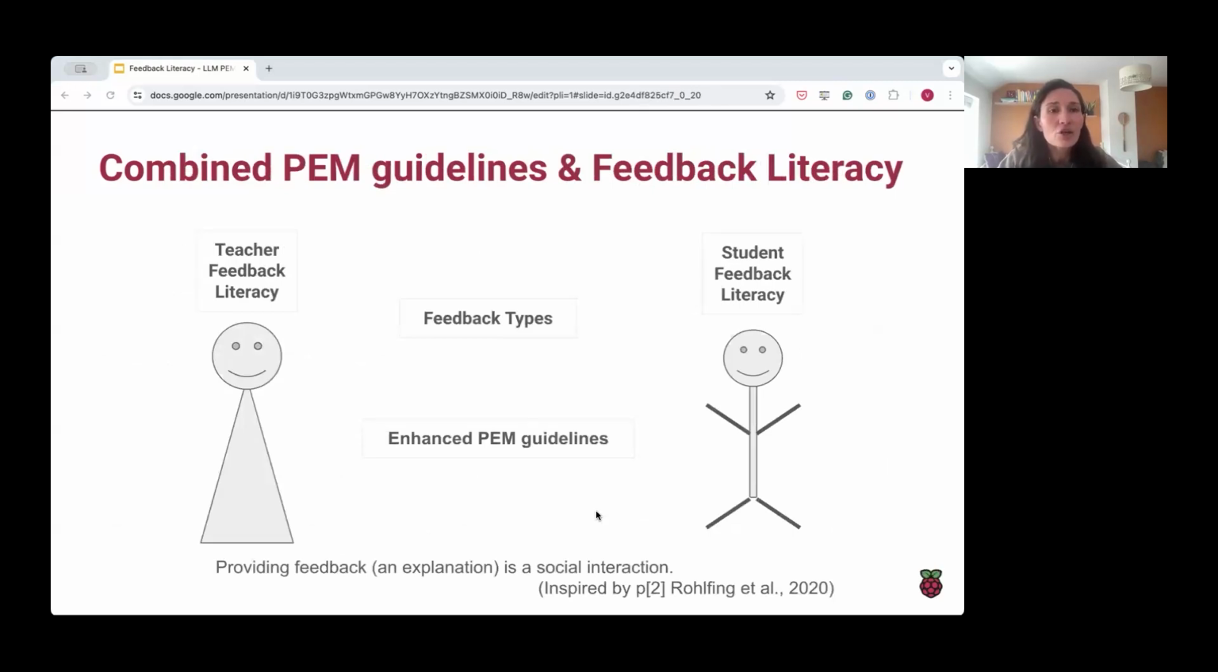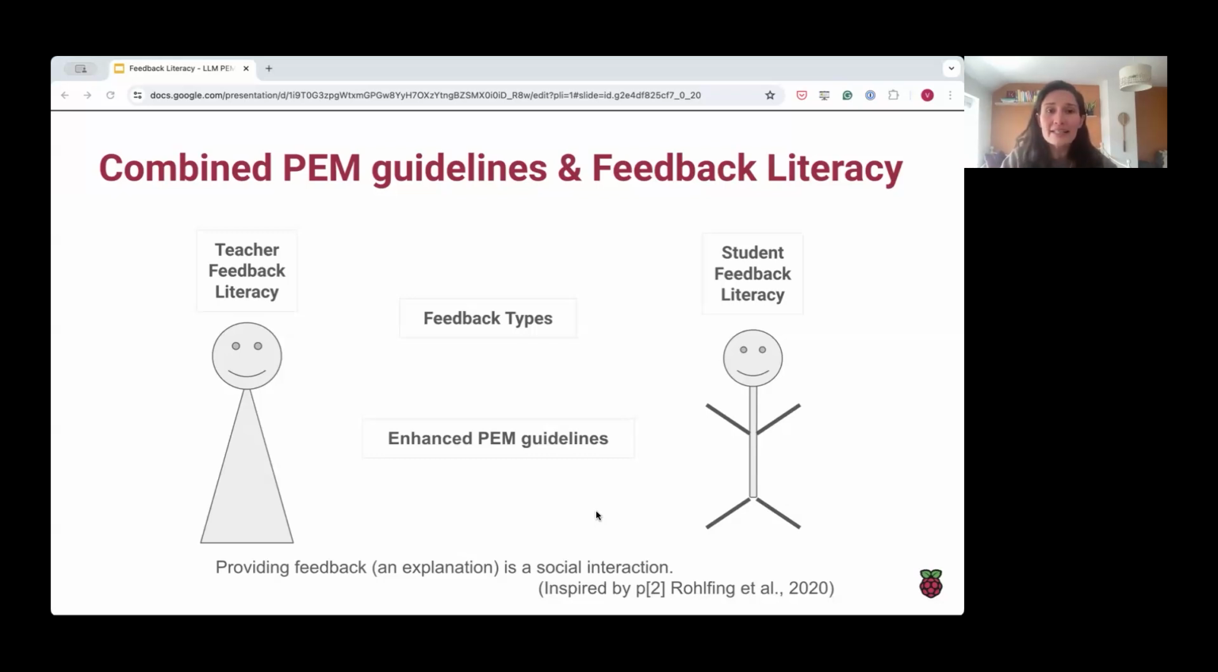And correlating educators' thoughts to enhanced programming error message guidelines, we can see how the large language model explanations either follow or break these guidelines, solely from a technical perspective, concerning mostly the content presentation and validity of the information contained in the explanation.